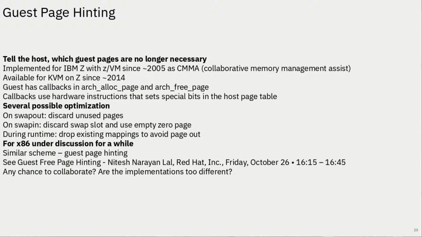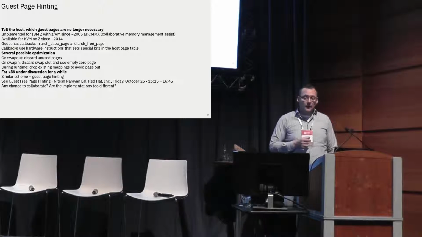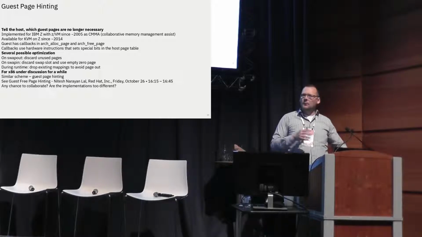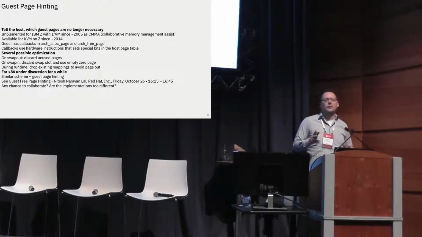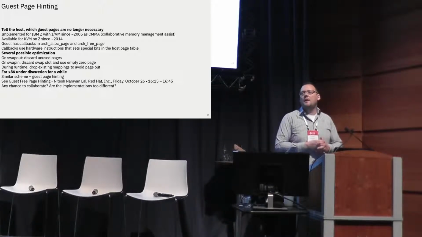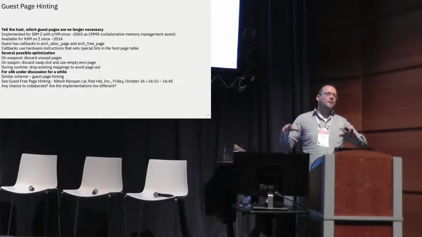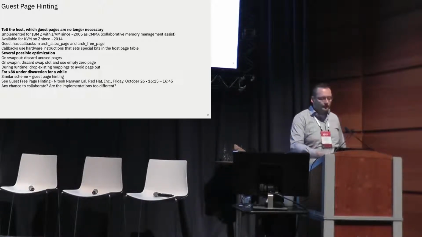And the last thing I want to talk about is an idea that did not yet work out quite fine. We have had guest page hinting since 2005 on IBM Z, and there have been numerous tries to also have guest page hinting on x86. There's a talk about that, I think Friday. And I think we have to see if we can make use of some commonality here, or if that will never be common. But you see my point. There are several things where different architectures work on similar things at the same time.